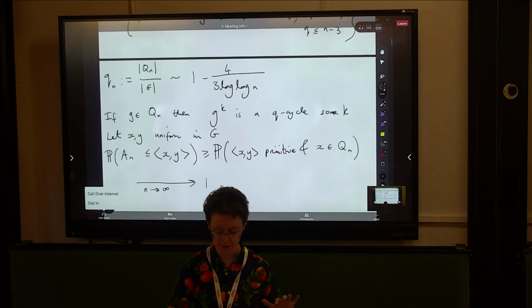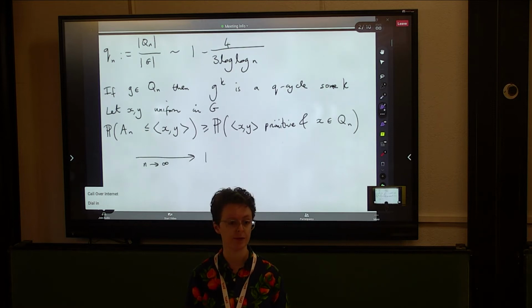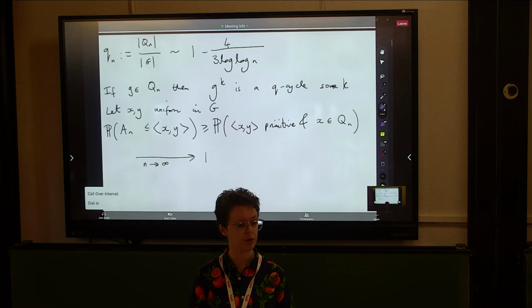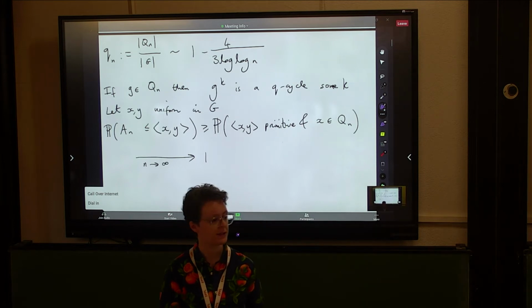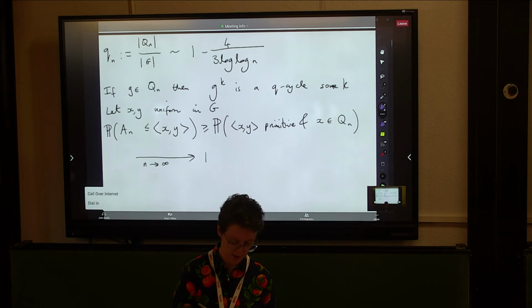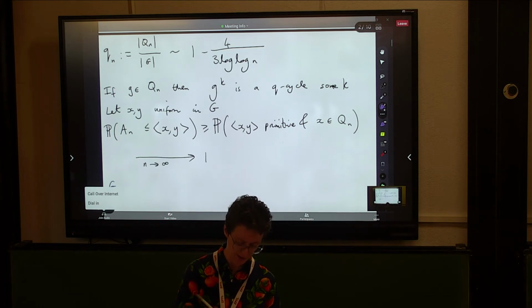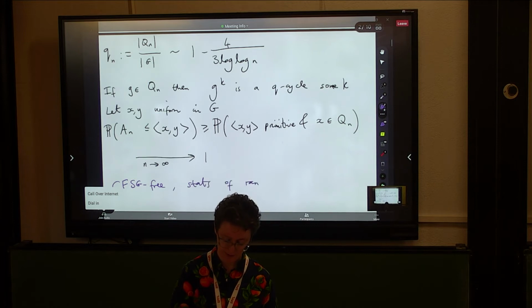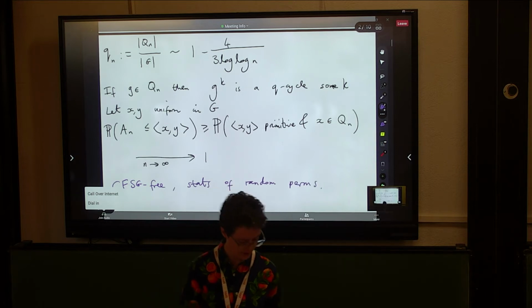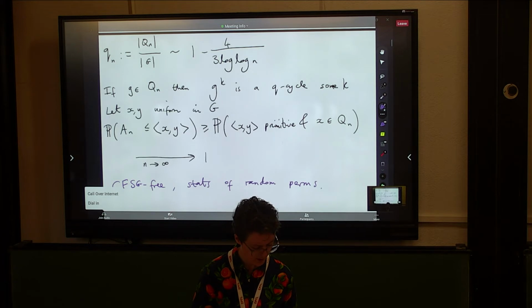Okay, so all of this, now we've proved our result. All of this is not relying on O'Nan-Scott, is not relying on any knowledge about the structure of subgroups in A_n. It just relies on knowing things about the cycle types of random permutations. So this is classification of finite simple groups free. And we're just doing statistics of random permutations.